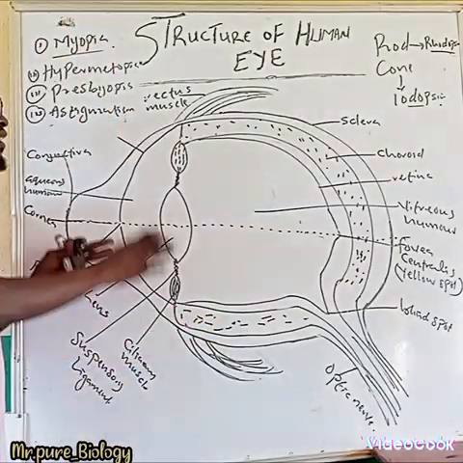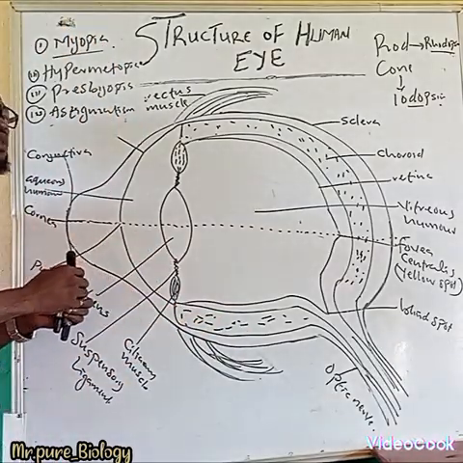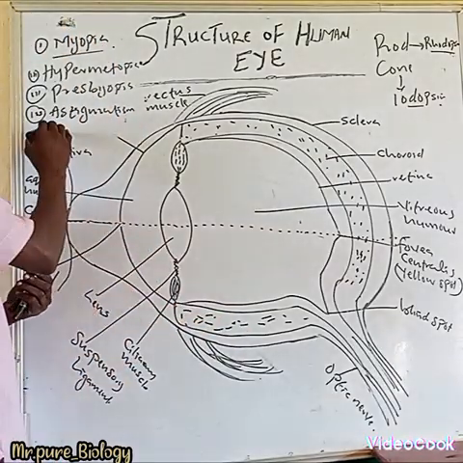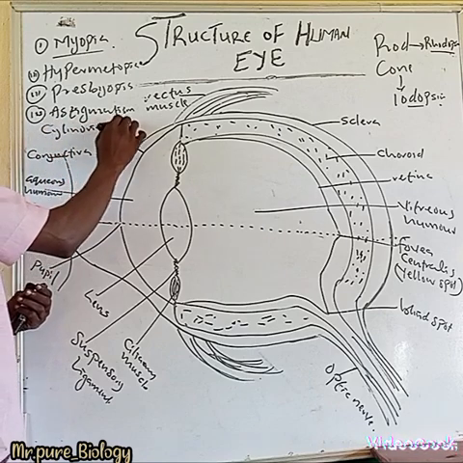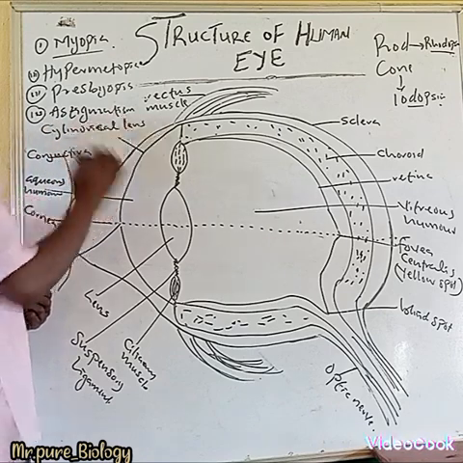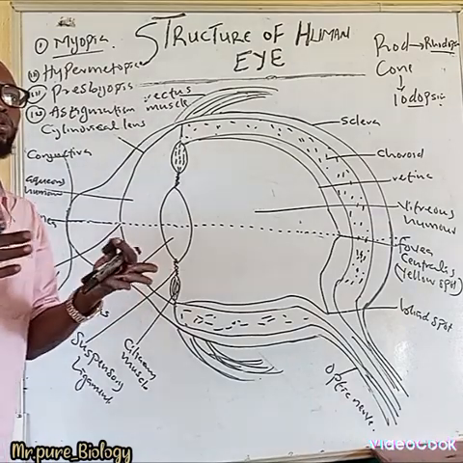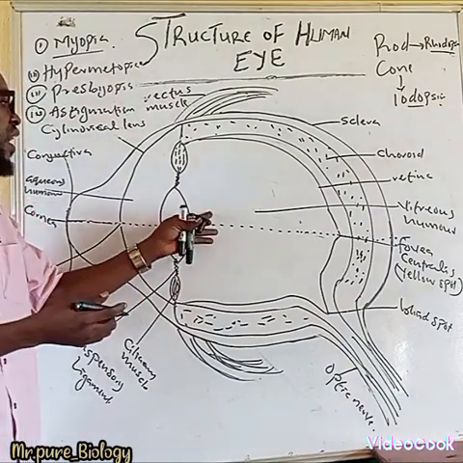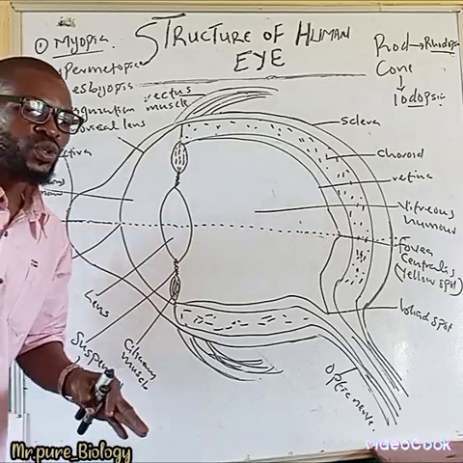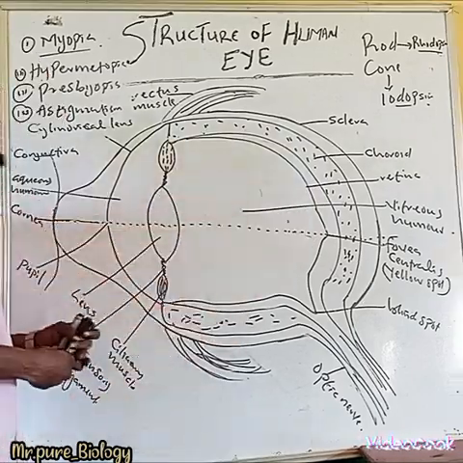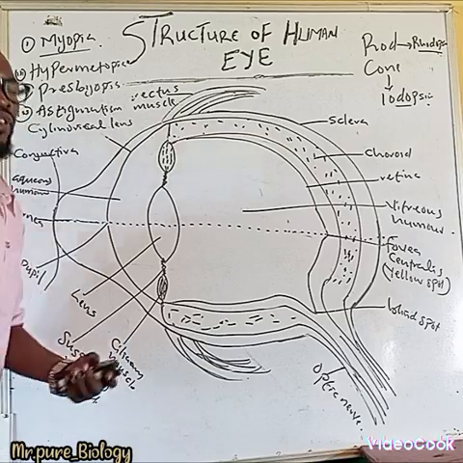This can be simply corrected by a specialized glass called a cylindrical lens. We call it a cylindrical lens, as it is the one that will help us to evenly distribute the image on the retina. So this is the structure of the human eye and the eye defects.